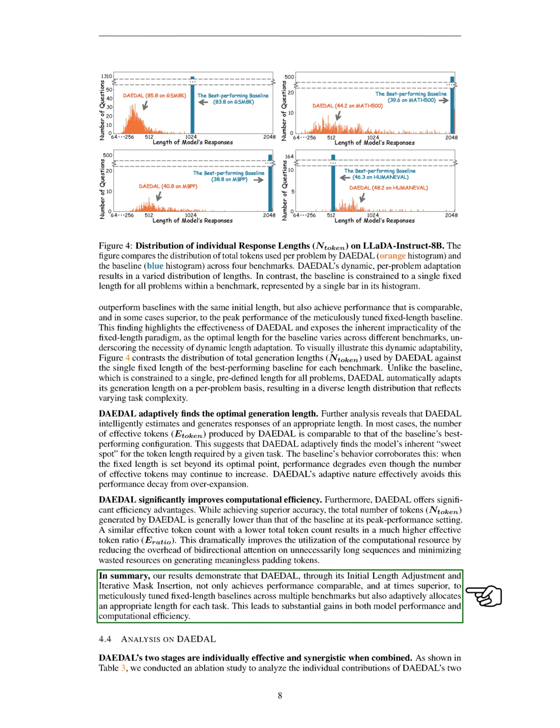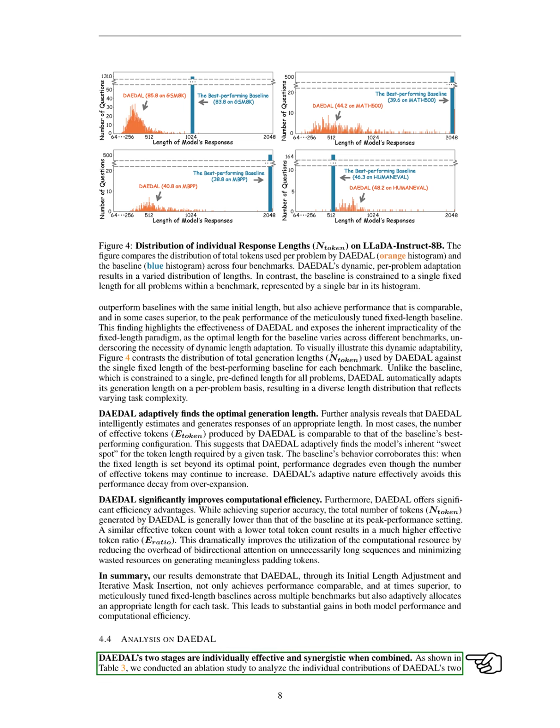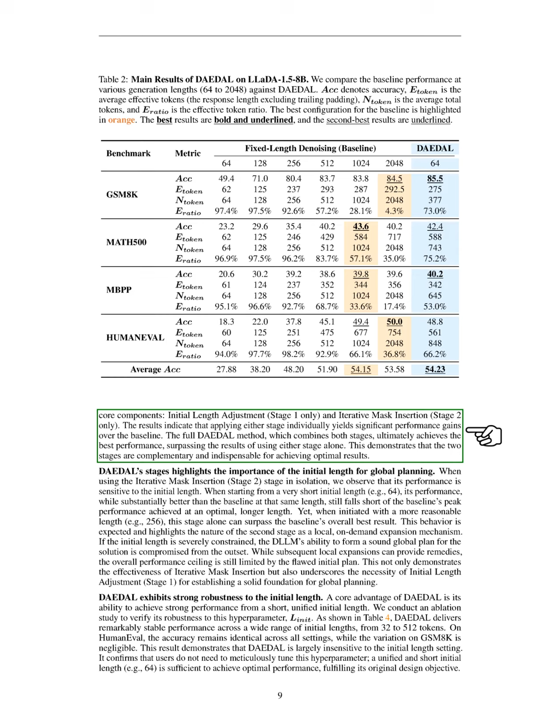Section: Analysis on DAEDAL. In this section, we analyze DAEDAL, which consists of 2 effective stages that work well together. We performed an ablation study to understand how each core component contributes: initial length adjustment, which is stage 1, and iterative mask insertion, which is stage 2. Our findings show that using either stage alone improves performance compared to the baseline, but combining both stages leads to the best results. This indicates that the stages complement each other and are essential for optimal outcomes.